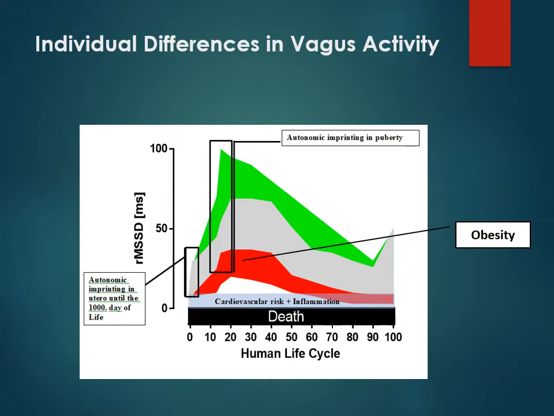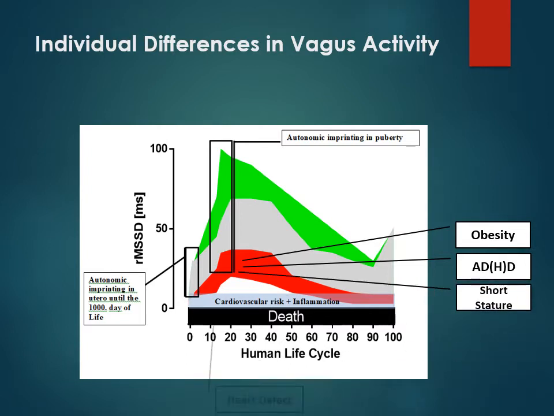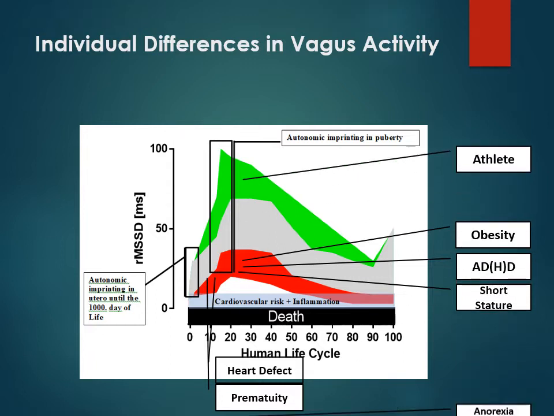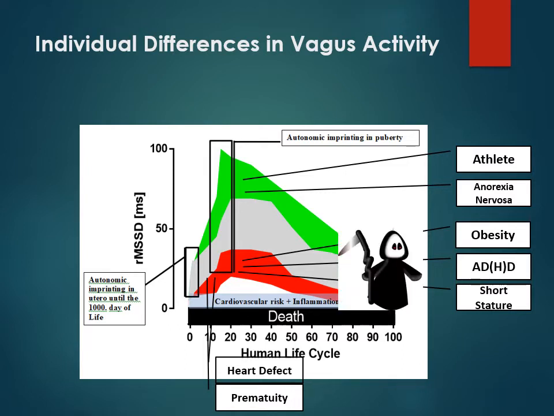We can find patients with obesity in this red-colored group with low RMSSD values, as well as those children with attention deficit disorder or short stature. Some infants are born with heart defects or premature birth who have very low vagus activity at the beginning of life. Others, like athletes or anorexia nervosa patients, have higher vagus activities than normal. And all this has an impact on prognosis of cardiovascular disease.